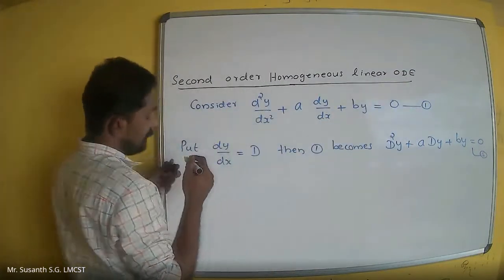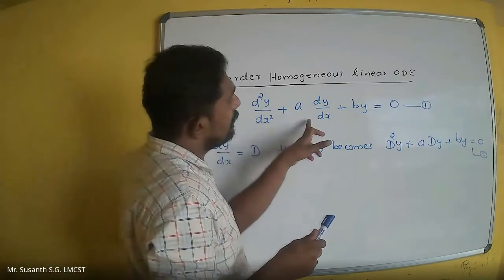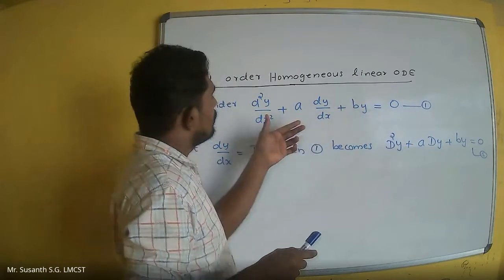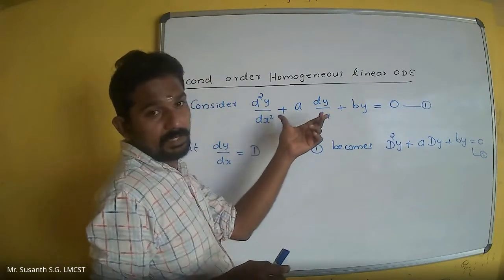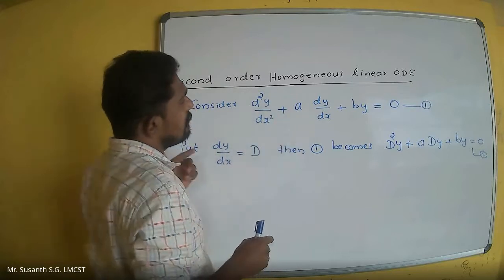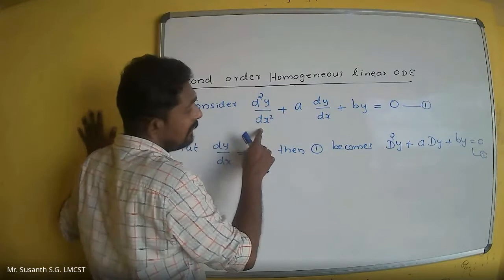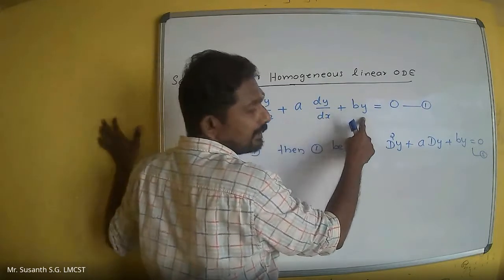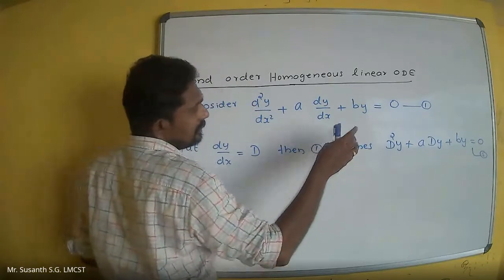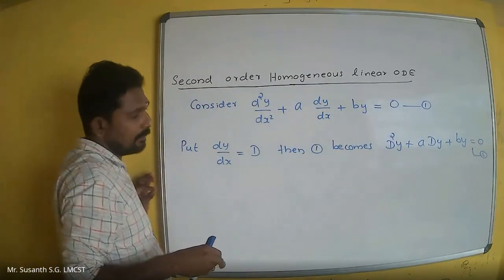Consider a second order linear differential equation d square y by dx square plus a into dy by dx plus b into y is equal to 0. This is a second order homogeneous linear differential equation because a and b are constants. Here we have the second derivative term, the first derivative term and the y term, but no other terms. So the right side is 0, and this is a homogeneous equation of second order.